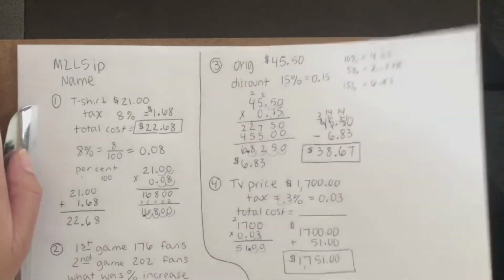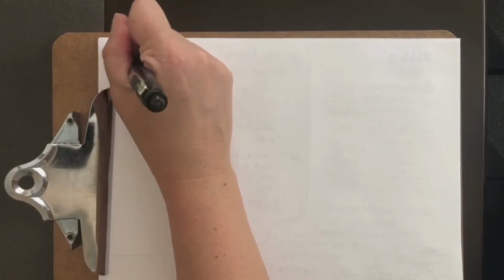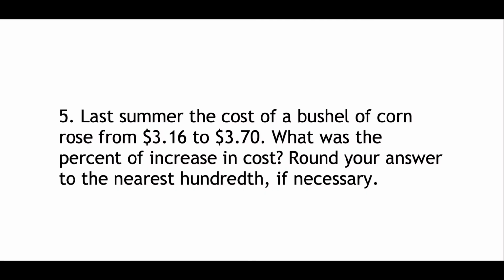Number 5. Last summer, the cost of a bushel of corn rose from $3.16 to $3.70. What was the percent of increase in cost? Round your answer to the nearest hundredth if necessary.